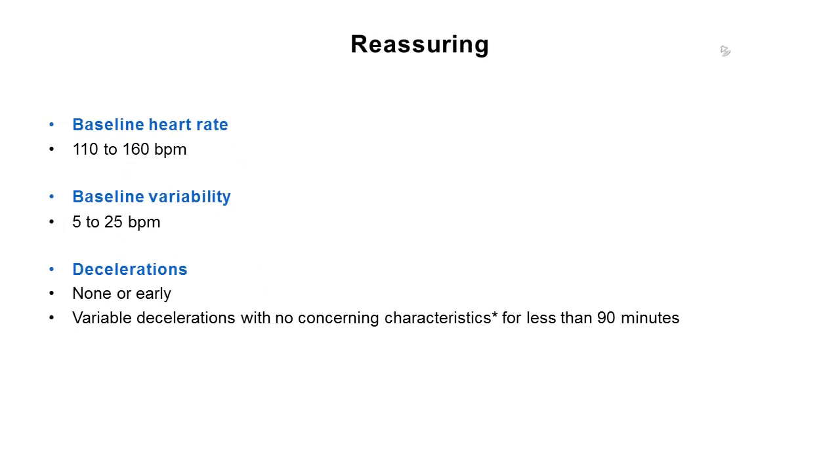Reassuring. Baseline heart rate: 110 to 160 bpm. Baseline variability: 5 to 25 bpm. Decelerations: none or early. Variable decelerations with no concerning characteristics* for less than 90 minutes.